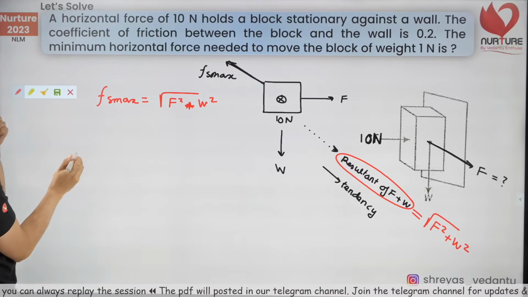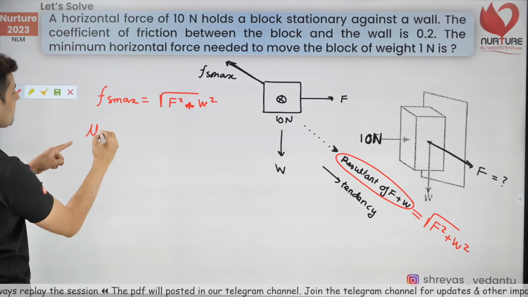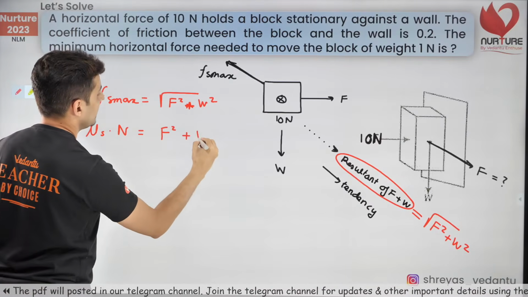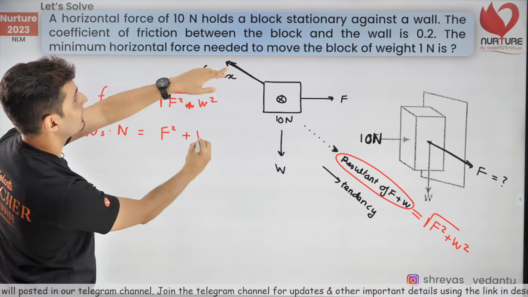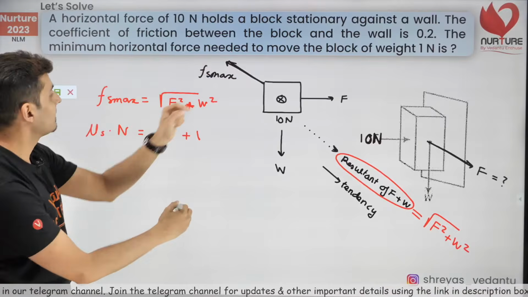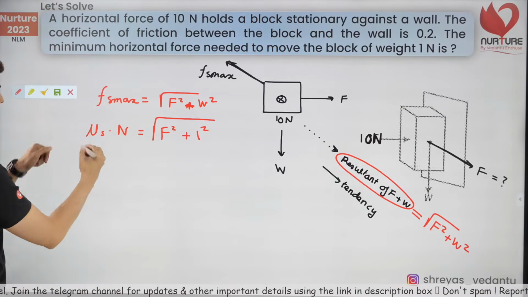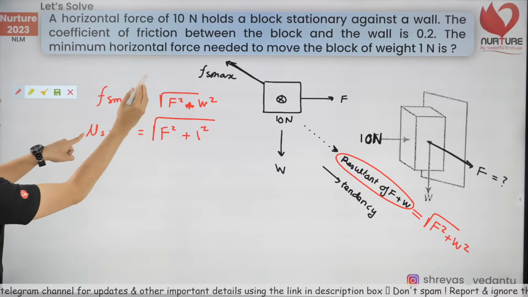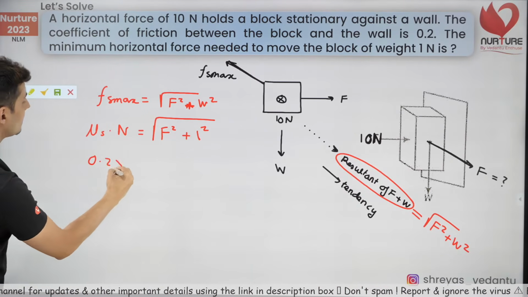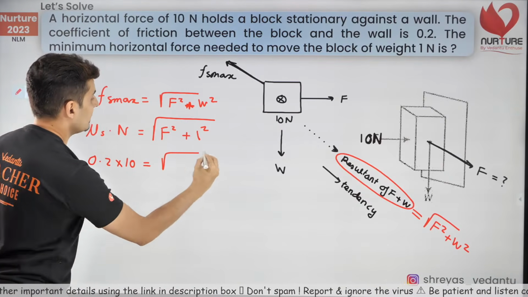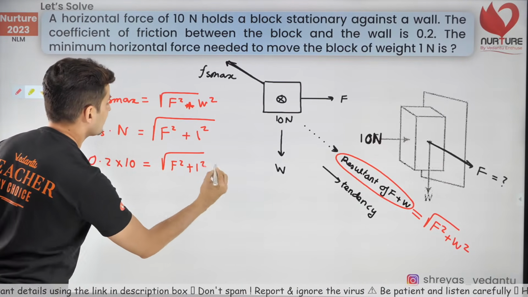So what is Fs max? That is mu s into N. This will be equal to root of F square plus weight square. Is the weight given? I think the weight is given to be 1. Yeah, 1. So that is that. Now by the way, what is mu s? Mu s is 0.2, sorry. And what is the normal? The normal is 10. And this will be root of F square plus 1 square.